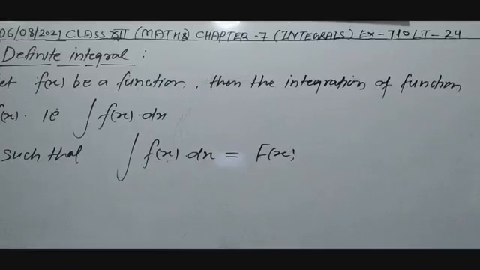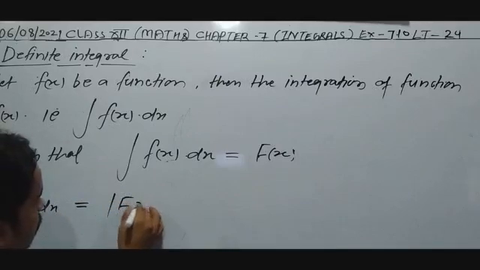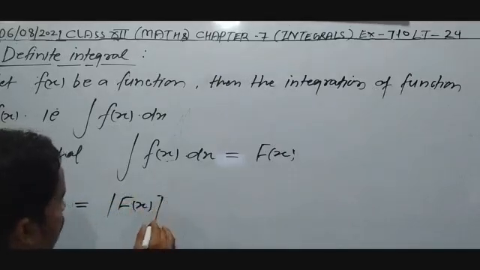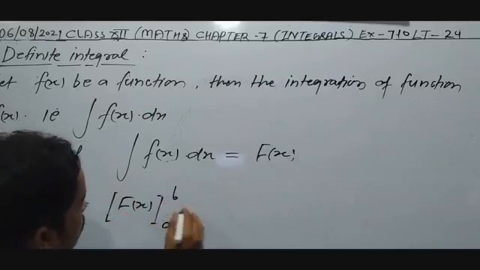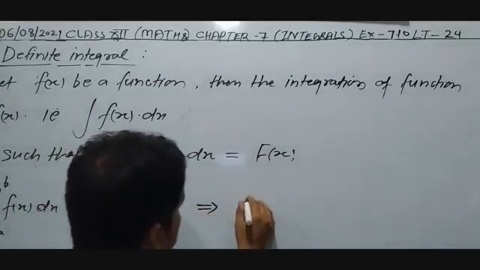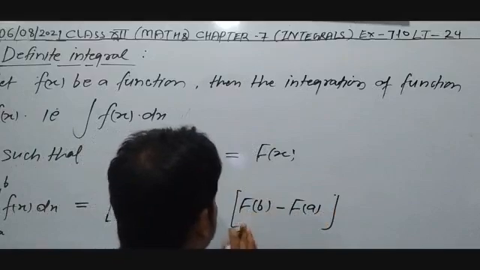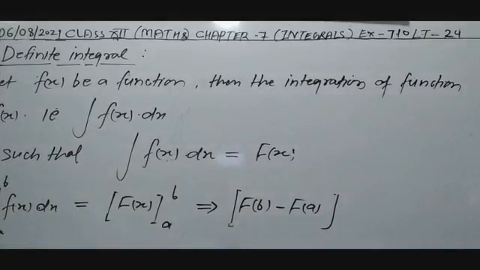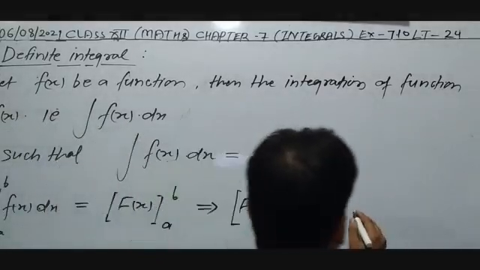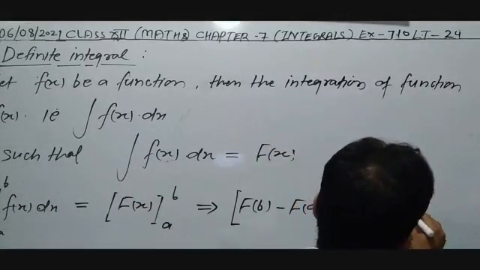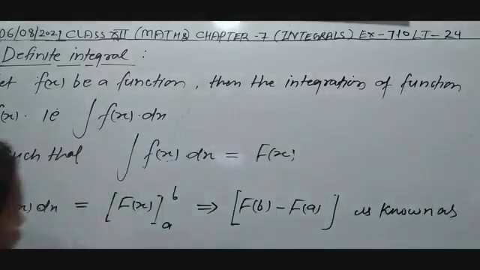Now we can say the integration of f(x) dx from b to a can be written as F(x) in square brackets from b to a, and this can also be written as F(b) minus F(a). This is known as the definite integral.